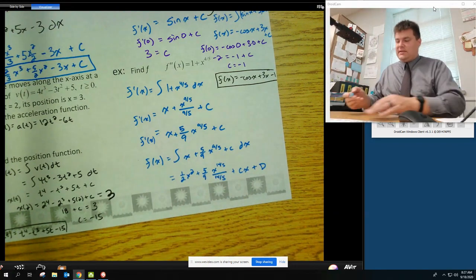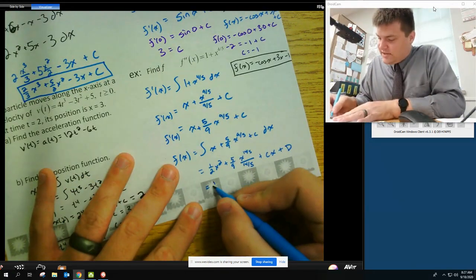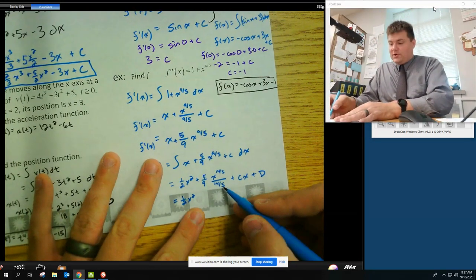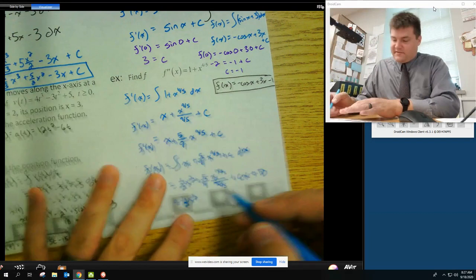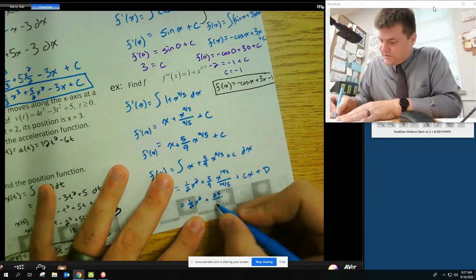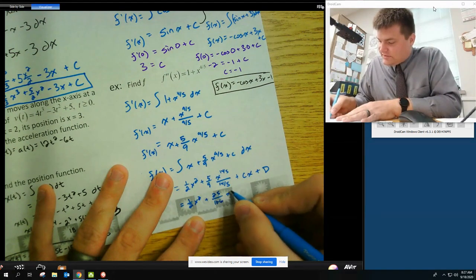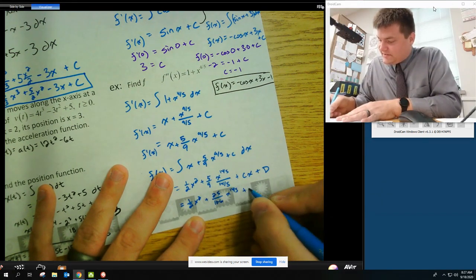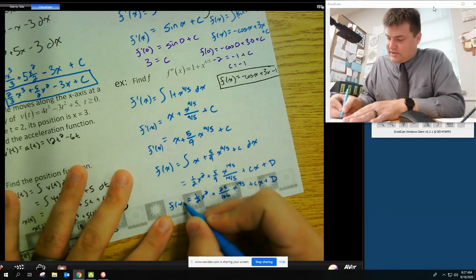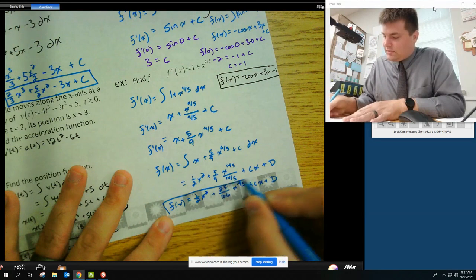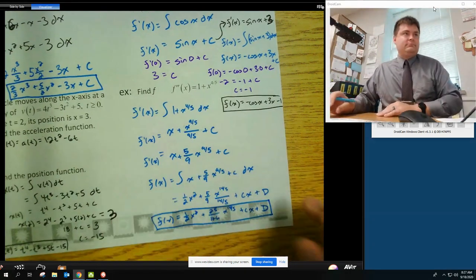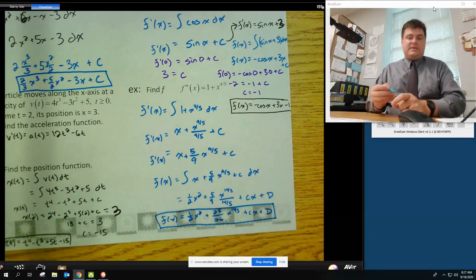All right, let's clean this up a little bit. This is going to give me a 1/2 x squared. I'm going to end up flipping this and multiplying. So it's going to give me, I'm going to use my little cheat sheet over here, 25 over 126 x to the 14/5 plus cx plus d, and there's nothing else that you can do with this. All right, and that is all.